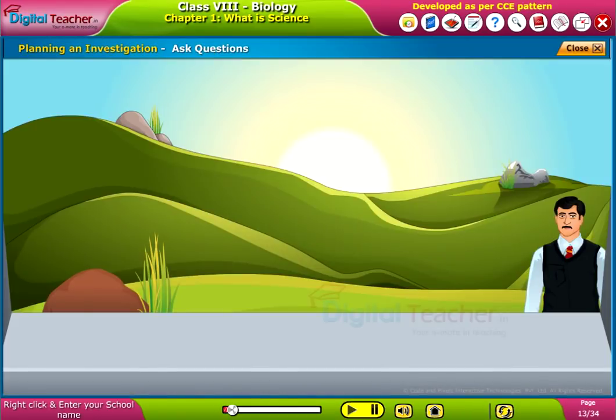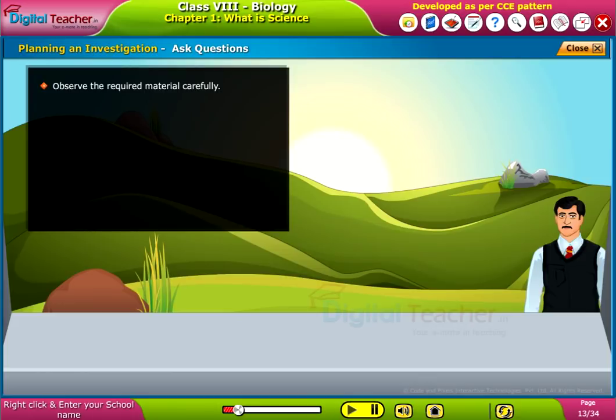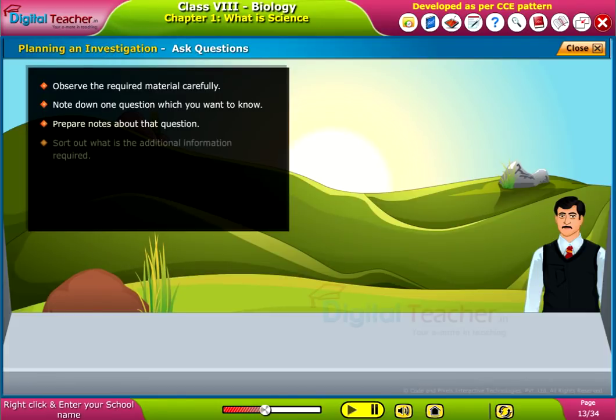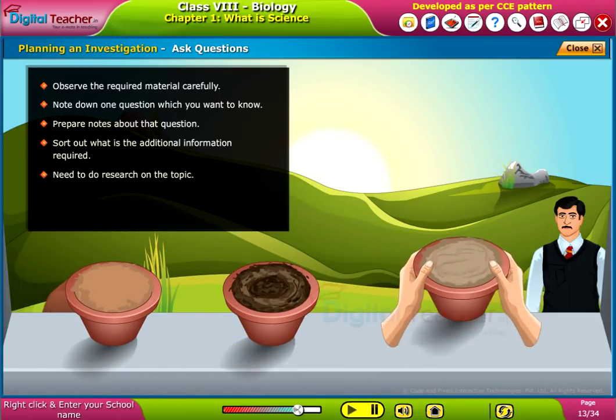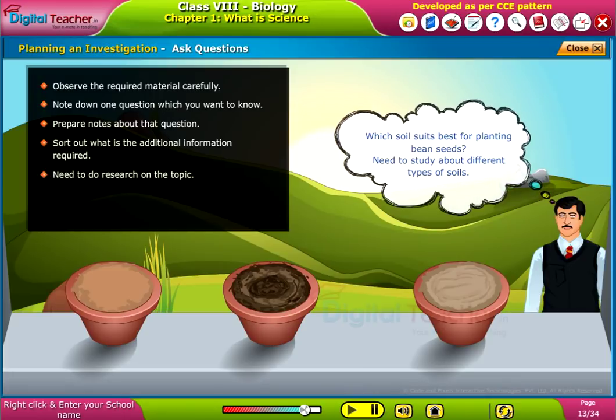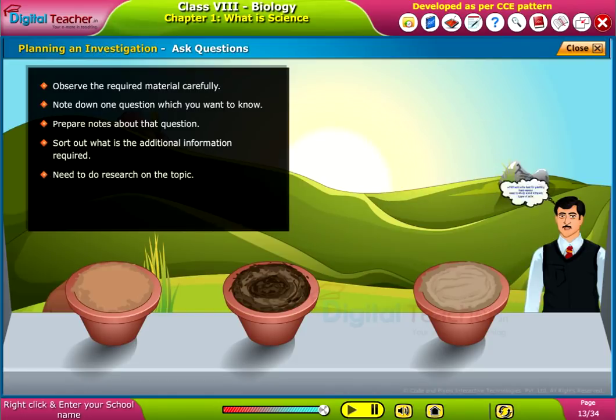Ask questions. Observe the required material carefully. Note down one question which you want to know. Prepare notes about that question. Sort out what is the additional information required. Need to do research on the topic. Which soil suits best for planting bean seeds? Need to study about different types of soils.